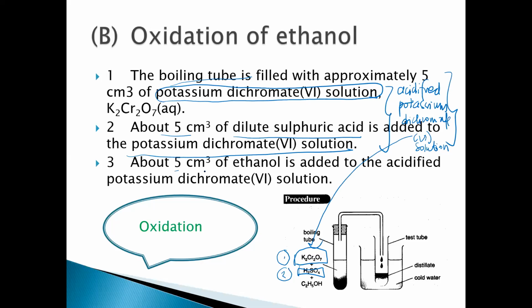Then the teacher puts in ethanol because the teacher wants it to undergo oxidation. So in step 3, the teacher adds the ethanol. I put it inside this boiling tube. Do I need to heat it up, class? Remember just now with oxidation, did the teacher heat or not?